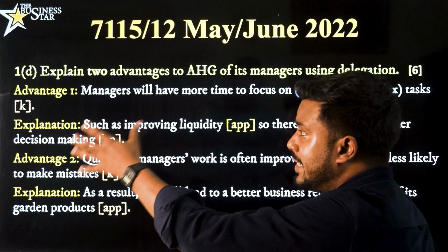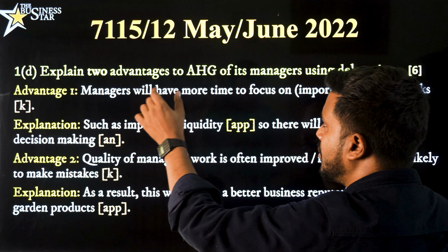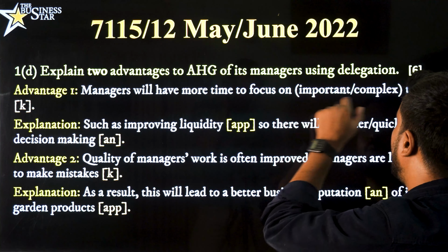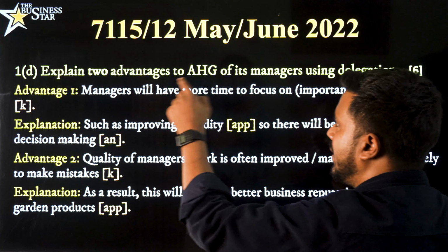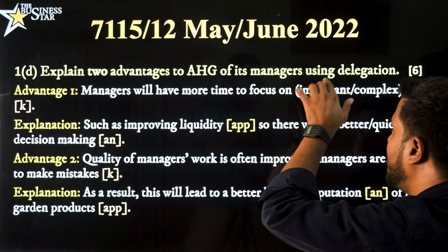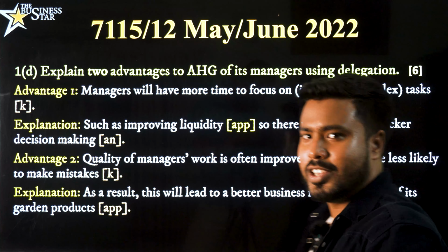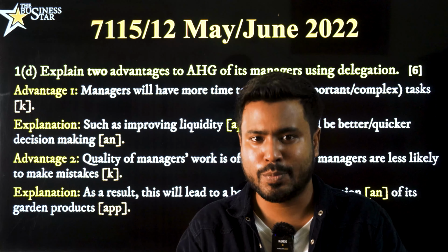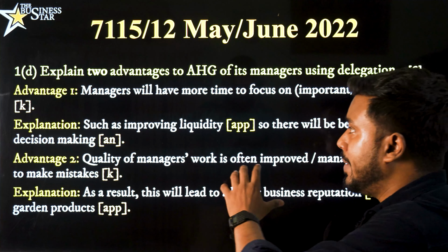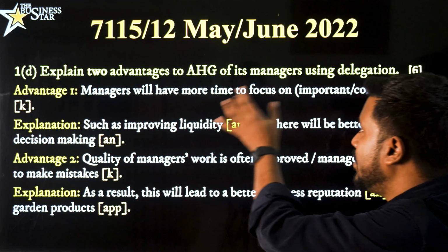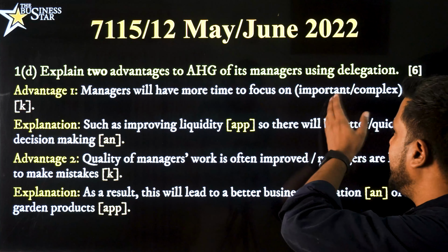Okay, so let me read it out. The advantage number 1, managers will have more time to focus on important complex tasks. The question was, again I'm repeating it, explain two advantages to AHG of managers using delegation. So when a manager is delegating his or her responsibility to his or her subordinates, this is an advantage for the manager because the manager will now have more time to focus on other things, okay, other important things.